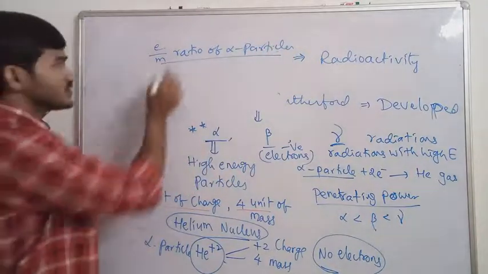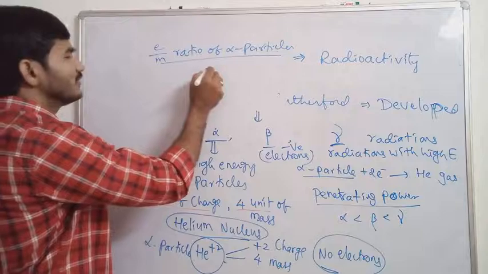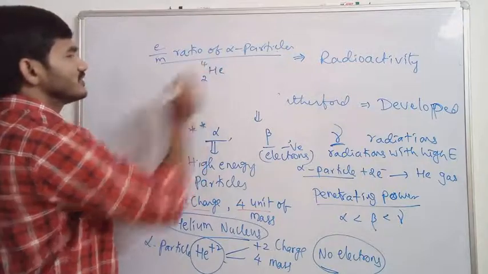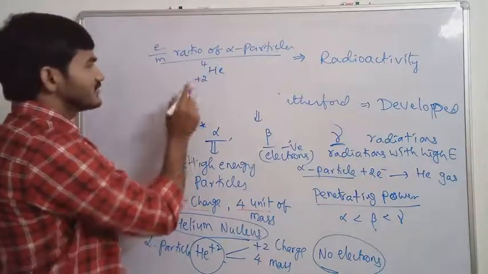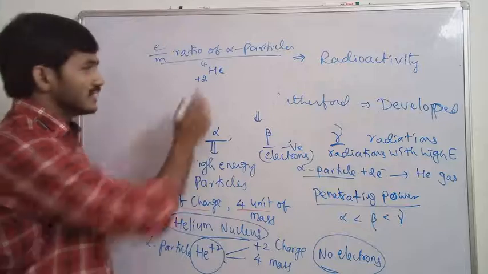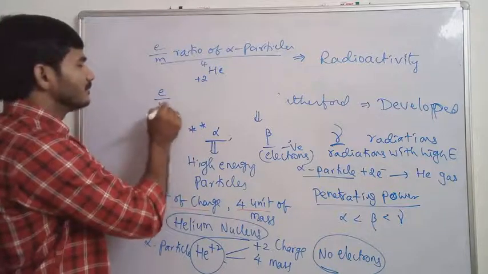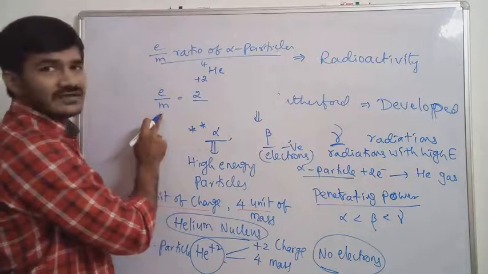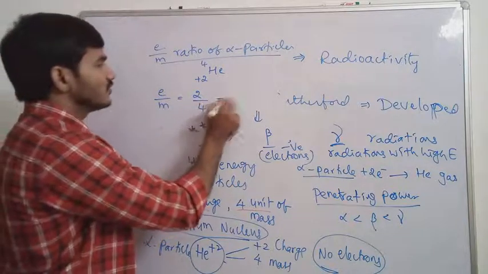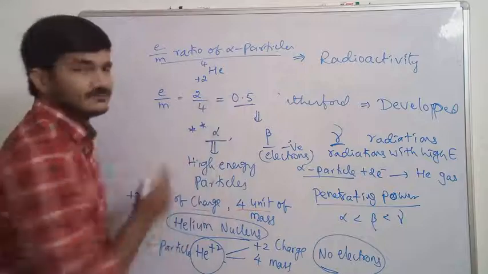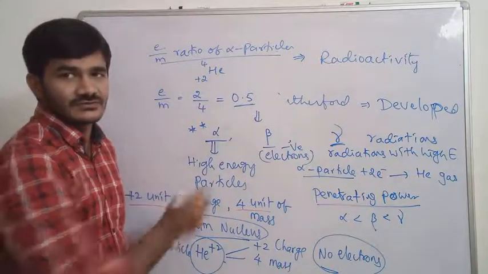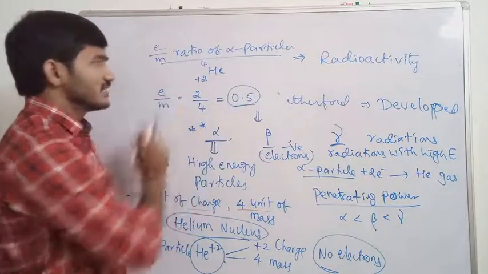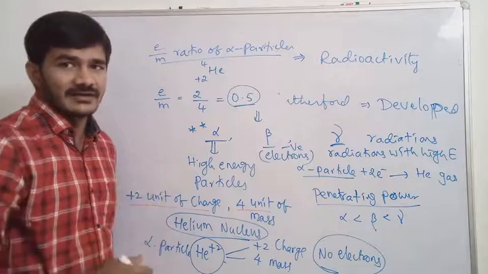Okay, what is the e/m ratio? The charge of an alpha particle, I already told you, is helium 2,4. This is an alpha particle: it has plus 2 units of charge and 4 units of mass. So e/m: the charge of the alpha particle is 2, and the mass of the alpha particle is 4. That is equal to 0.5. So 0.5 is the charge to mass ratio of the alpha particle.